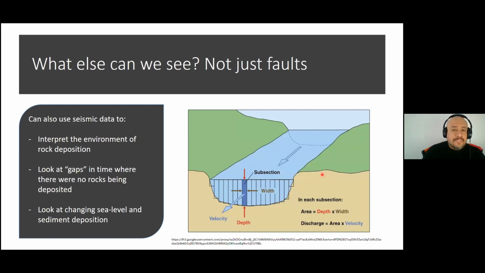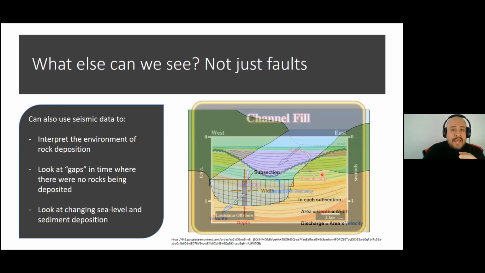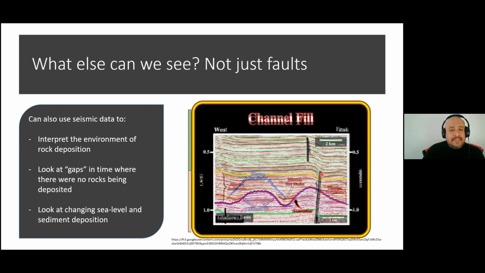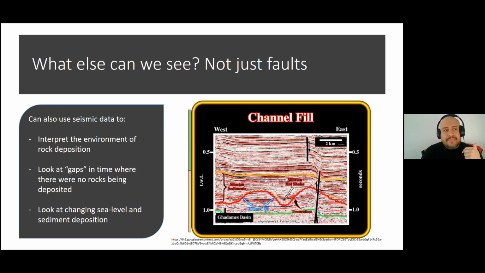So what we do is that we have this nowadays, and we can use seismic to interpret ancient environments. We use the sentence that the past is the key to the present, or the present is the key to the past.